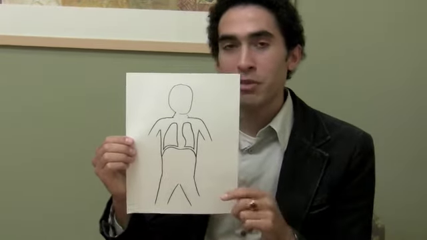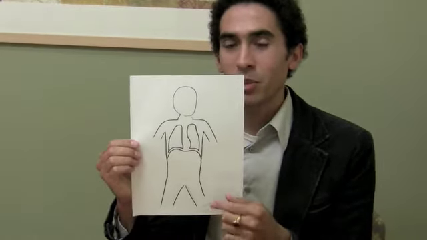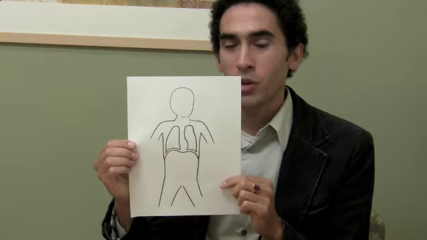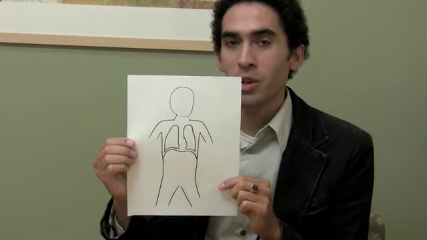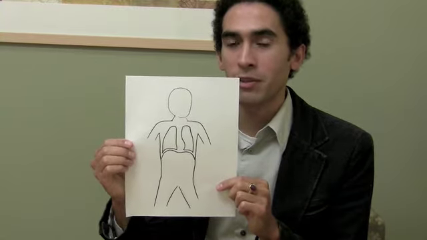You can see the diaphragm forms kind of a horizon line separating the upper torso from the lower torso. So the first step that we'll start with is learning to be aware of the movement of the diaphragm.